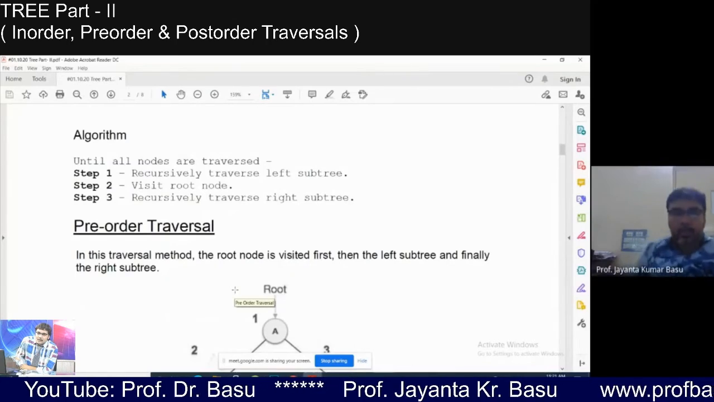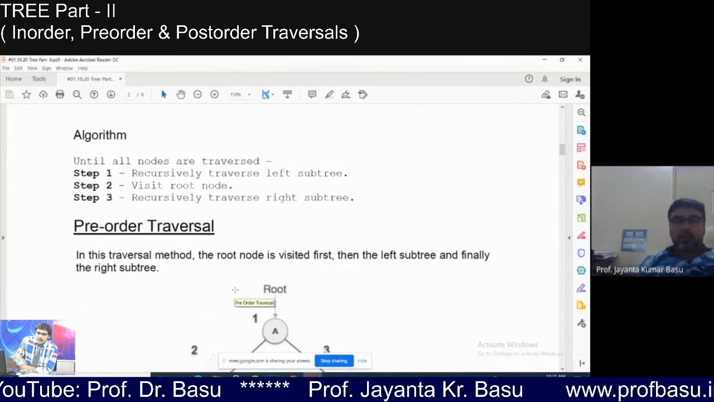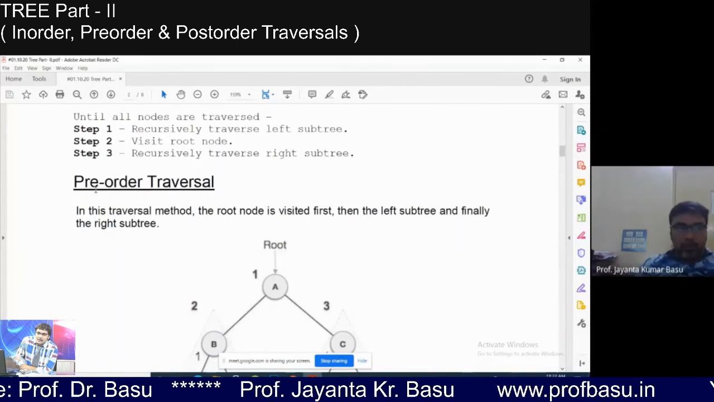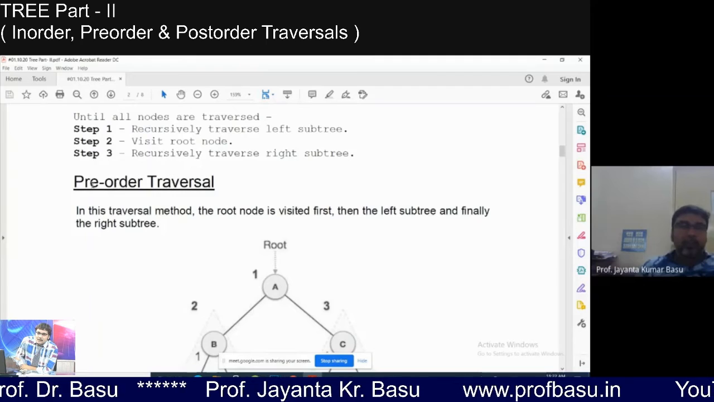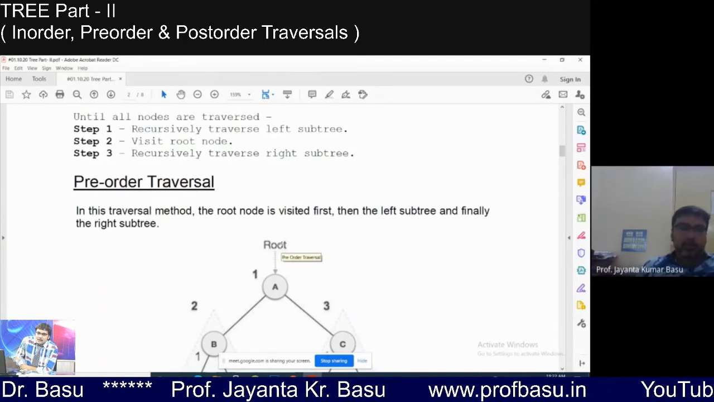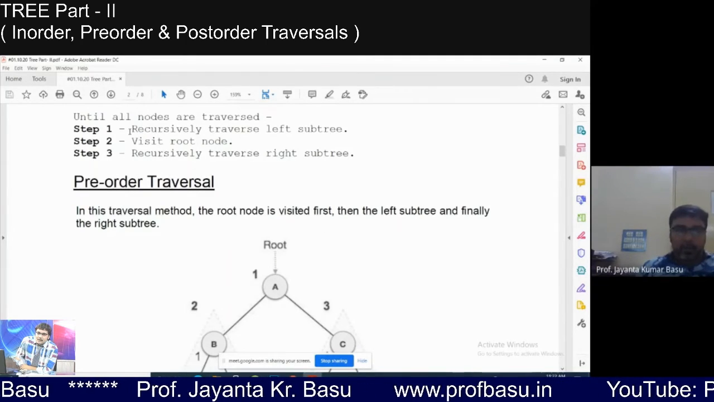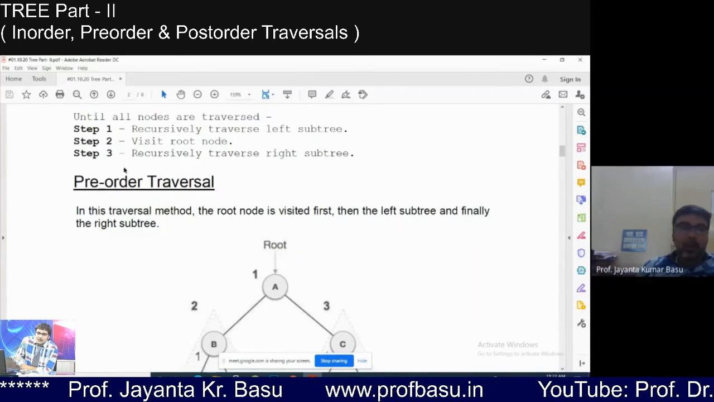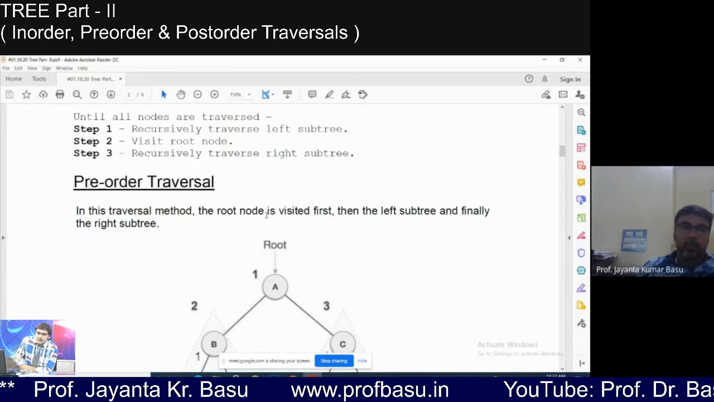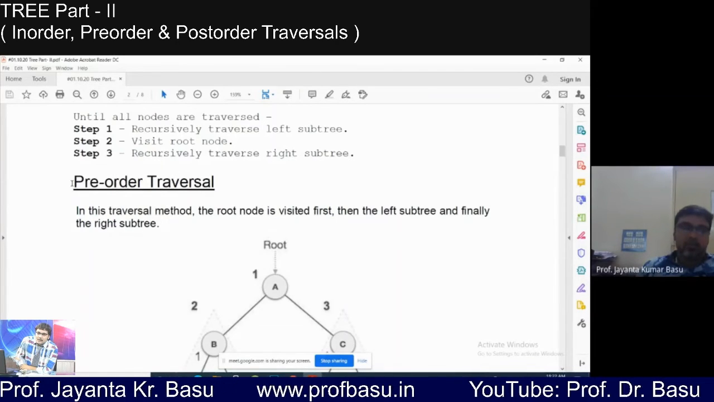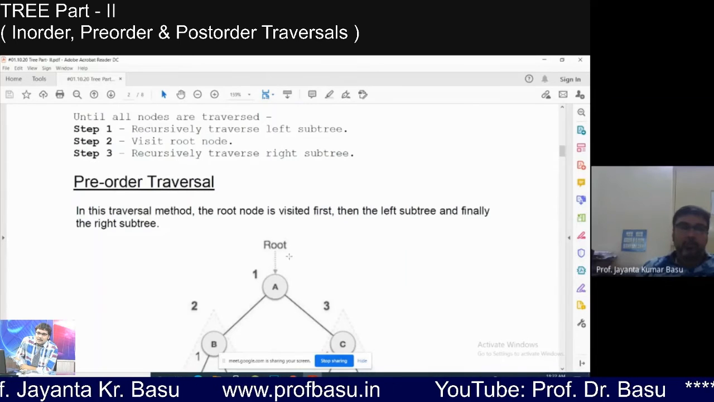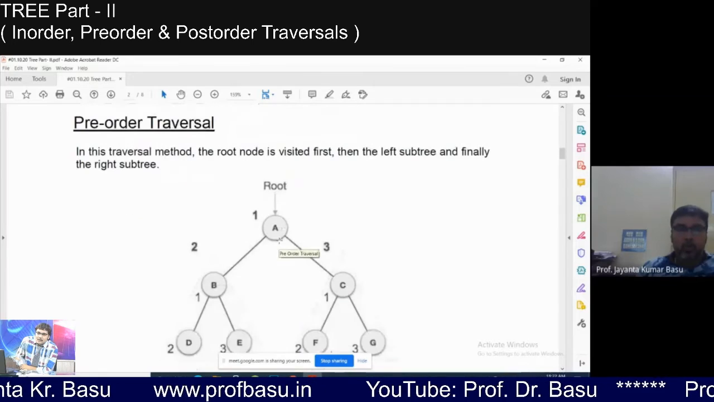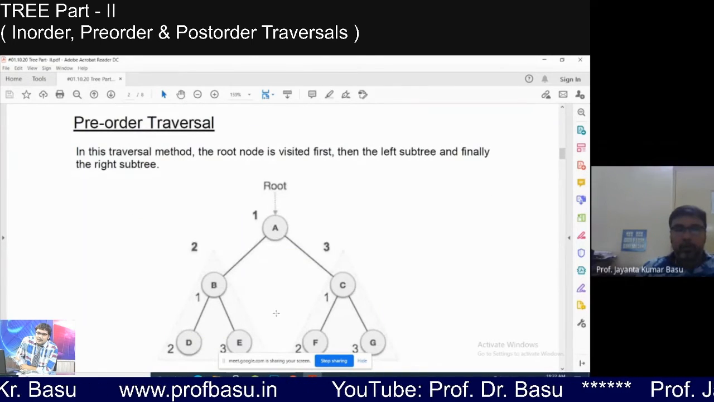In pre-order traversal, what happens? First we consider the root. It is very easy to remember: pre means root will come first. Pre, in order, pre-order, post-order. Here pre means root will come first, and in post-order root will come last, right? So let's discuss regarding pre-order. Pre means root will come first, right? So the sequence will be root, left, right.